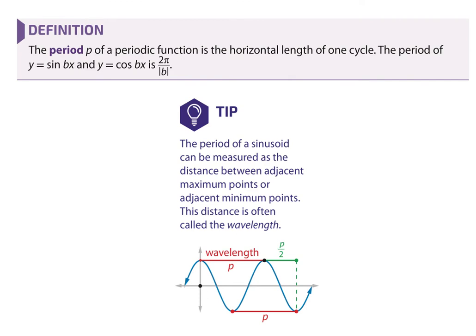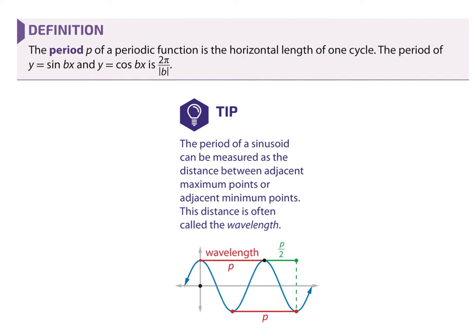The period of a periodic function is the horizontal length of one cycle. So normally it takes an entire circle for your sine graph to go completely in one cycle, all right? There are things that can affect this. And so this would be called the period. So normally the period is going to be 2 pi, but that period can be affected by something being multiplied.